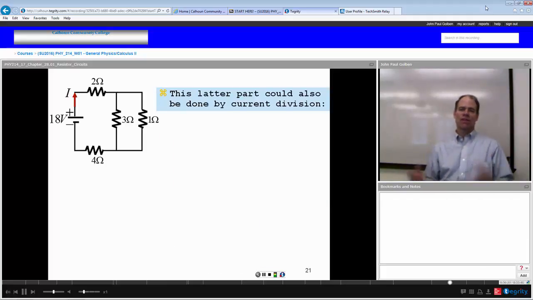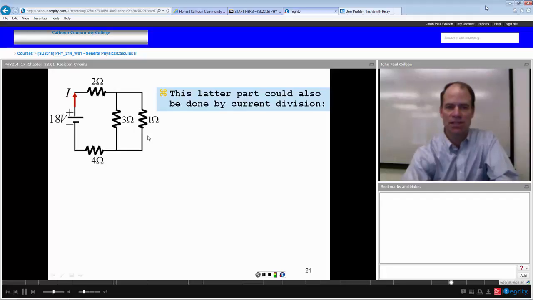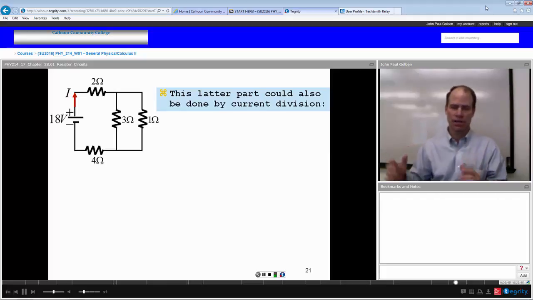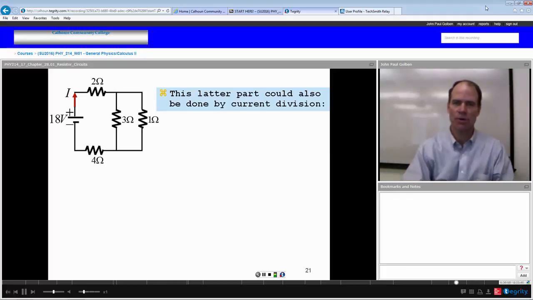We could have done this by current division as well. We had 2.67 amps coming into the top junction, and it's going to split. Each branch is going to grab a different fraction of the current. The smaller resistor is going to grab the greater amount of current. It's going to grab the opposite resistor, 3, divided by 3 plus 1, 4. So it's going to grab 3/4 of the current, and the 3 ohms is going to grab 1/4 of the current.